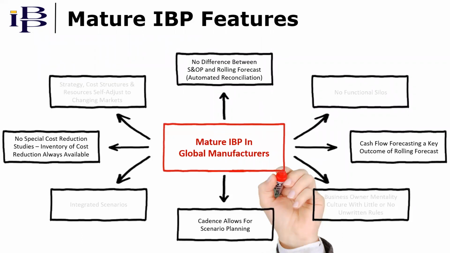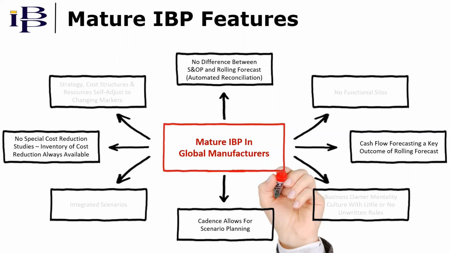Some of the other things that were secondary to those definitions: one would be that there's no difference between an S&OP forecast and a rolling forecast. It's the same workflow and process, so the two would automatically be reconciled because they're part of the same process. The next one would be that there would be no special cost reduction study. You would always have at your fingertips where you could reduce costs. You wouldn't have to go out and do any special work to figure out what those were. The next thing, cash flow forecasting, would be a key outcome of a rolling forecast.